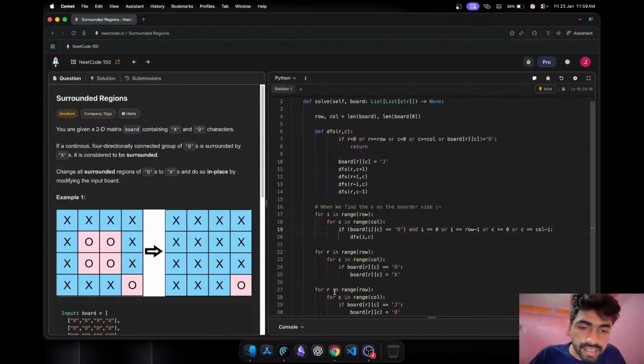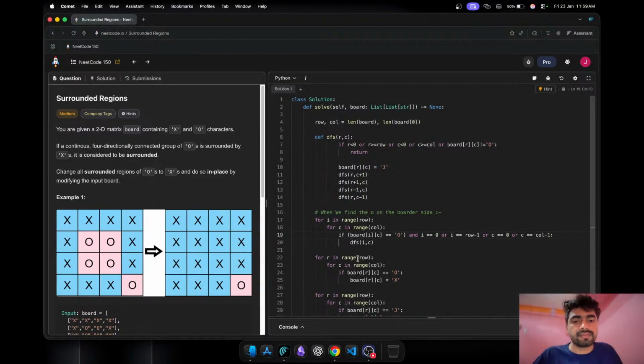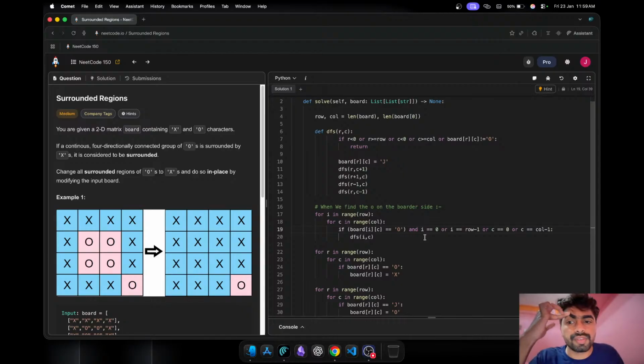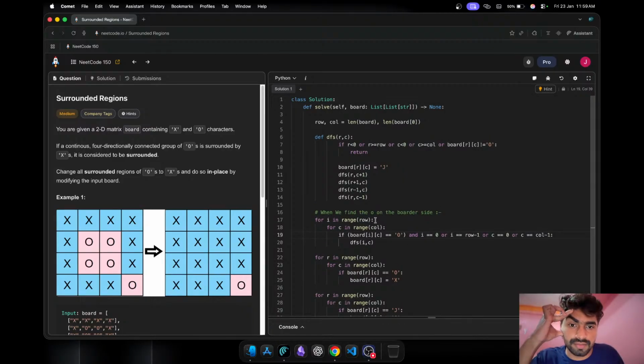Okay, finally. What the fuck? How would a beginner think like this in the problem?